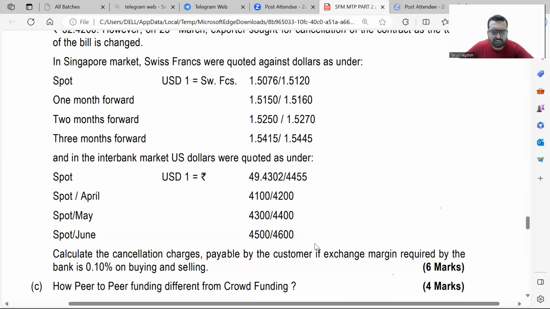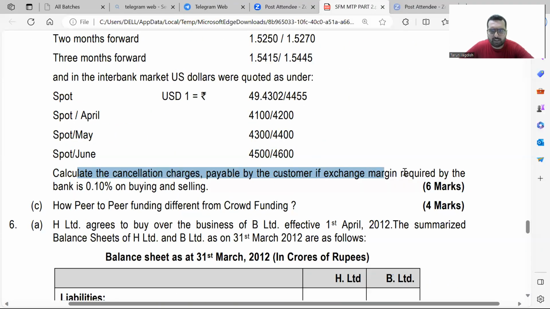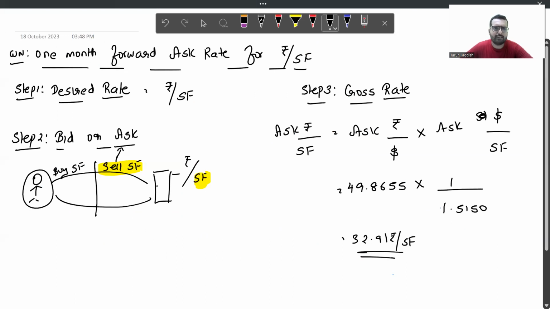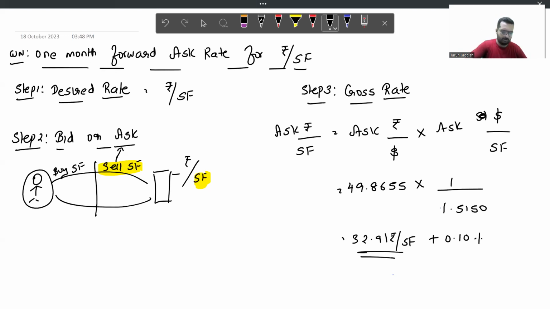Have they told any exchange margin? Exchange margin required by the bank is 0.1% on buying and selling. So ask rate means bank is selling the commodity. Bank will add the exchange margin while selling because it is their income. So you will get the answer as 32.94 rupee per Swiss franc. Perfect. I'll give you a minute's time. Write down and understand this part.